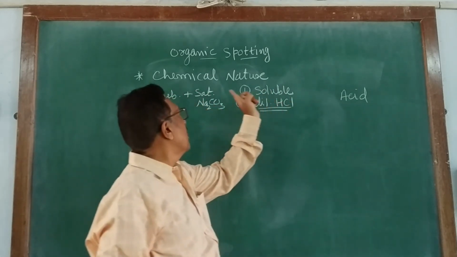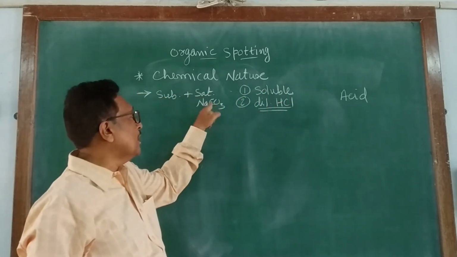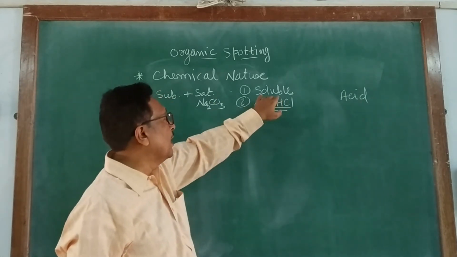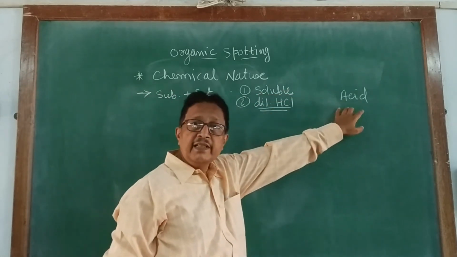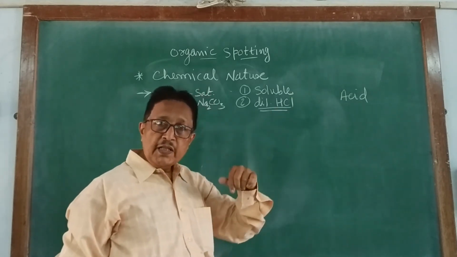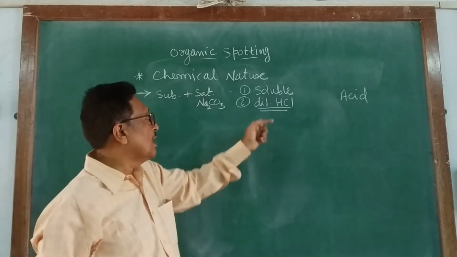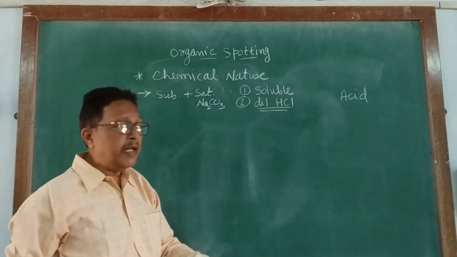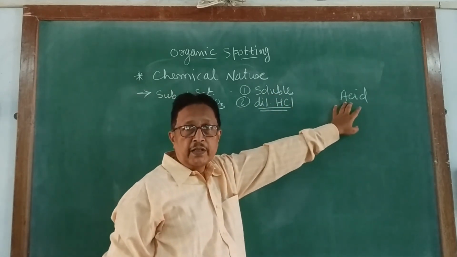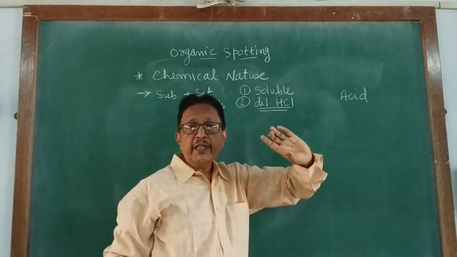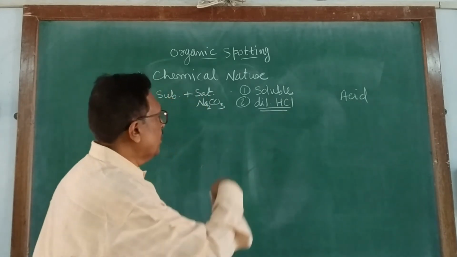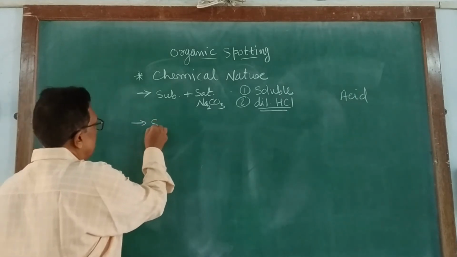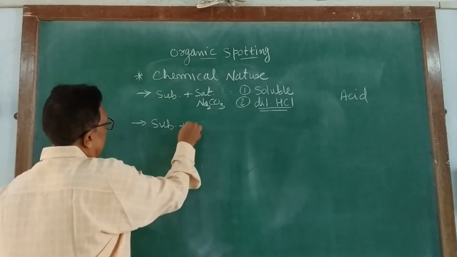So when you add substance plus saturated sodium carbonate and it is not dissolving, then finally acid is absent. But once it dissolves with effervescence and by adding dilute HCl, if precipitates are there, then only acid is present. So you have to check it carefully. Suppose acid is absent, then the second test is there. Substance plus NaOH.